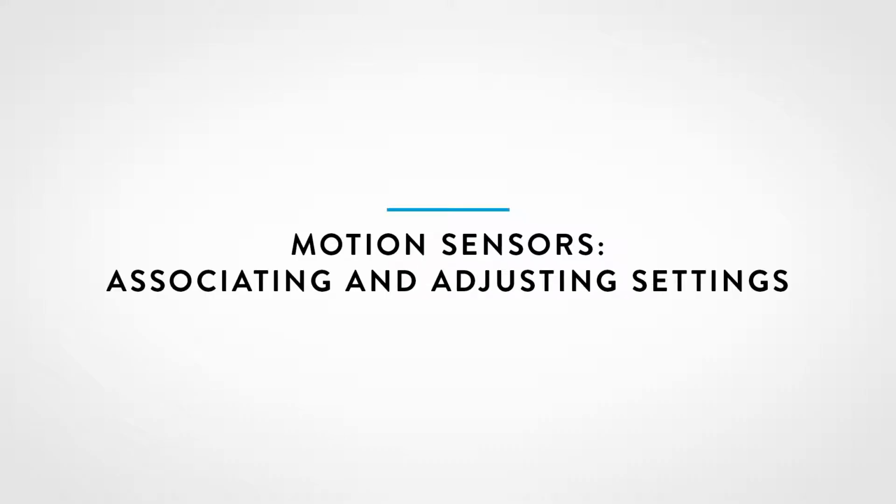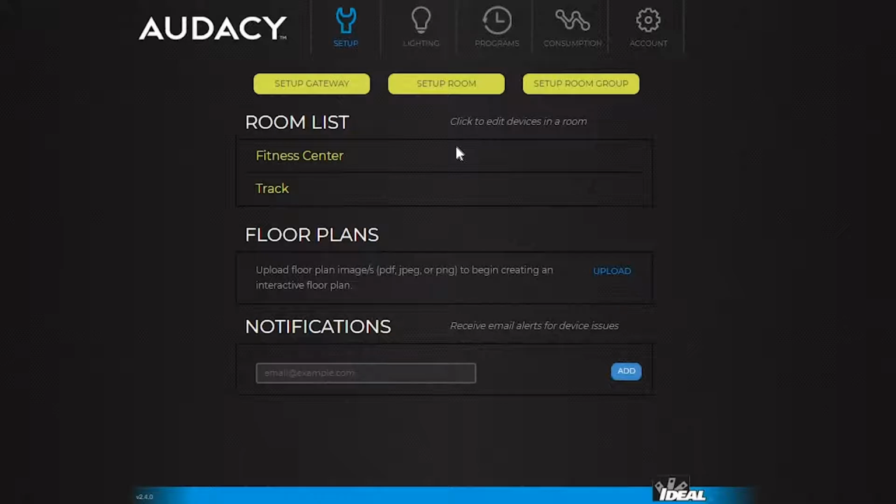Once a motion sensor is added, determine if the motion sensor should function in a vacancy or an occupancy mode. In vacancy mode, the lights must be turned on manually, while occupancy mode means the lights will turn on automatically when the room becomes occupied. Any motion sensors put in the room default to vacancy mode.